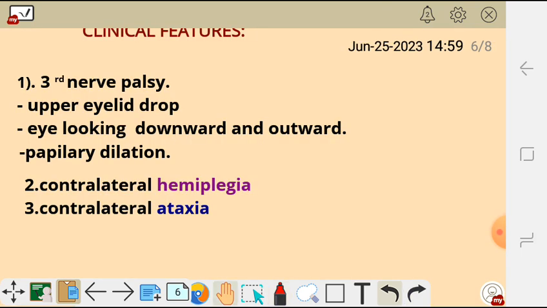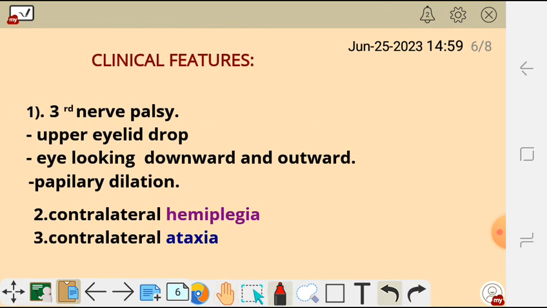What are the clinical features? We are going to have third nerve palsy, which is represented by the upper eyelid drop. We have the eye looking downward and outward, and pupillary dilation. So third nerve palsy is the one which is causing all these things here. So let's see how these things happen.